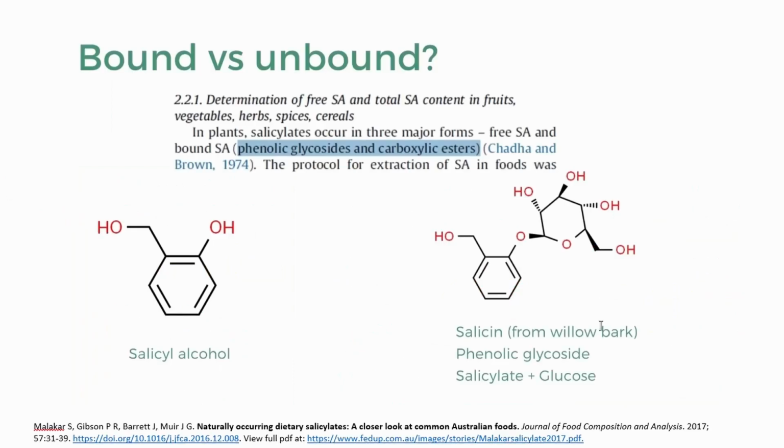Okay, the last thing we're going to talk about is bound versus unbound salicylates, and this is a really loaded question, especially since I've started posting reports like Malachar and Kezica that they have tested both bound and unbound salicylates. This quote at the top was from Malachar, and they specify that they are using phenolic glycosides and carboxylic esters. So that is what they're considering for bound salicylates.